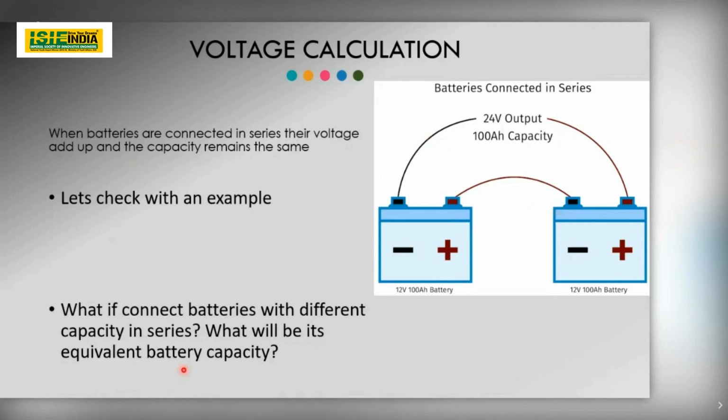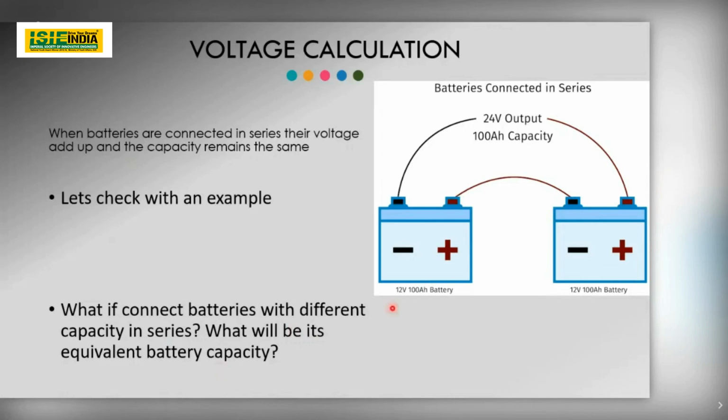I have a question for you. What if we connect batteries with different capacity in series? Here the batteries had 100 Ah and 100 Ah, and their equivalent capacity was also 100 Ah. So what if this was 50 Ah and the other battery was 100 Ah? What will be its equivalent battery capacity? If you want to solve it by yourself, you can pause the video. I will be answering this question right now.